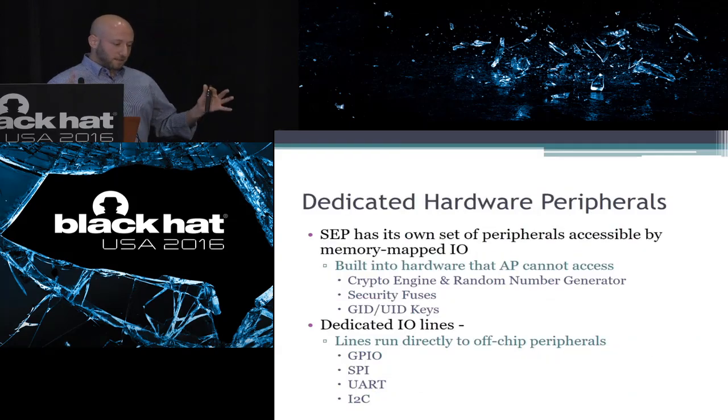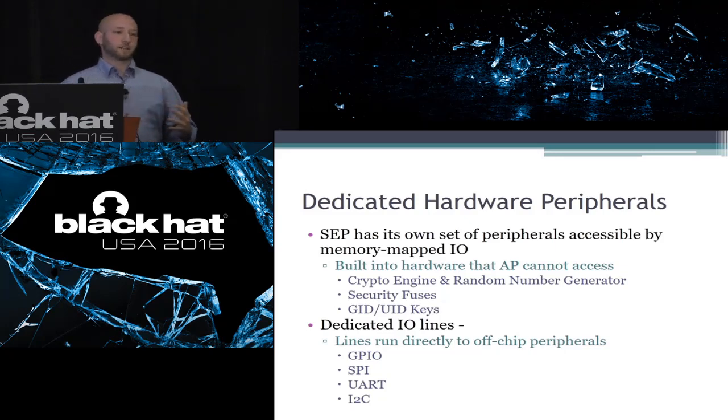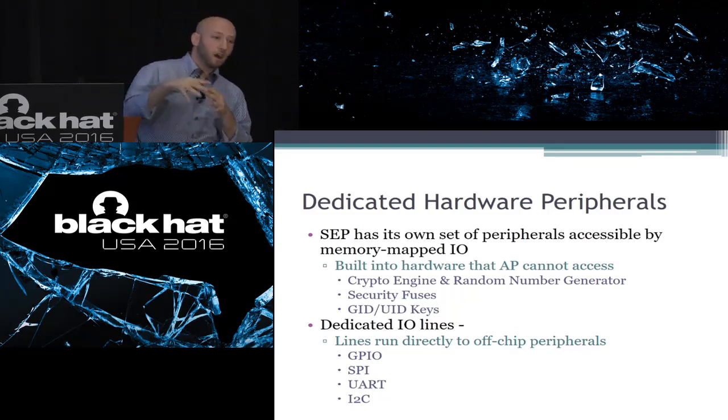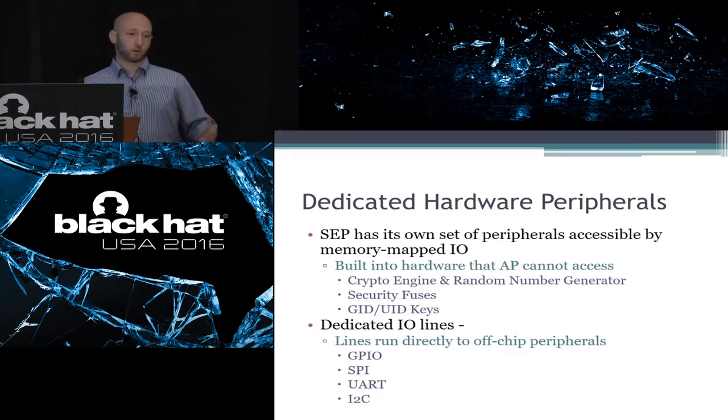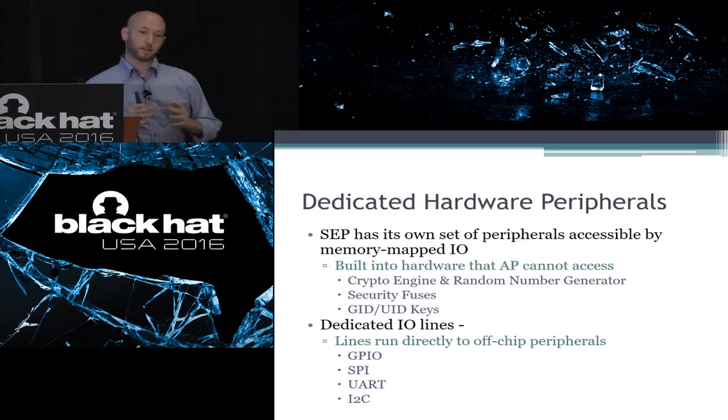So SEP itself has a bunch of dedicated portions. It has its own crypto engine, its own fusing, random number generator, GID and UID keys. Those are completely separate from anything that's going on the AP. It also has a bunch of dedicated I/O that runs from the SEP part of the SOC off to the rest of your iPhone board, so external peripherals can talk to it without going through AP at all.